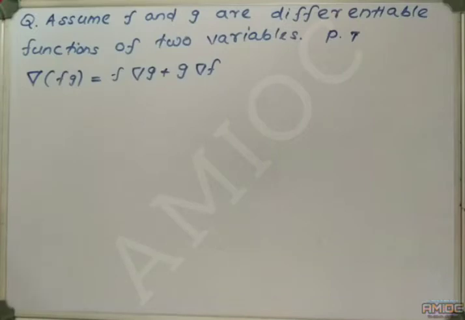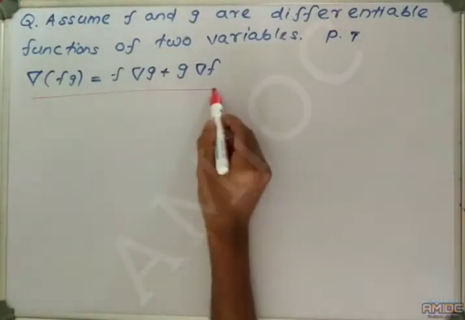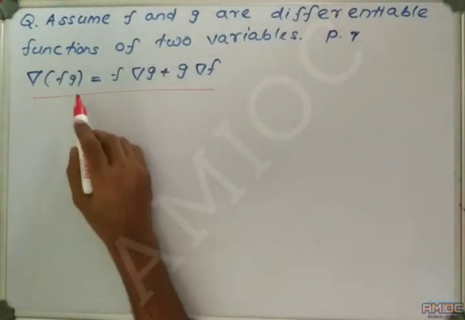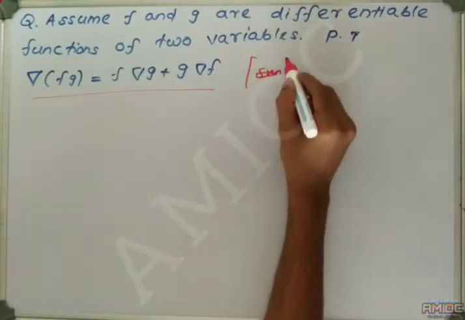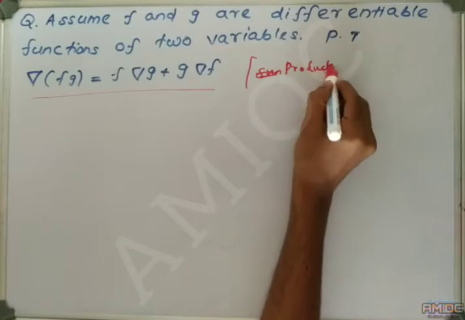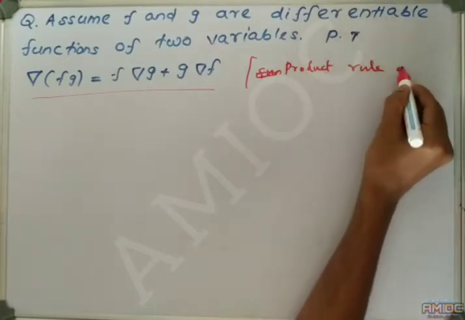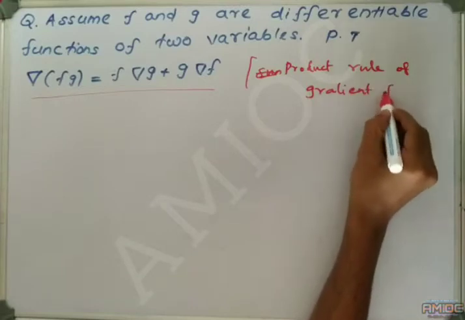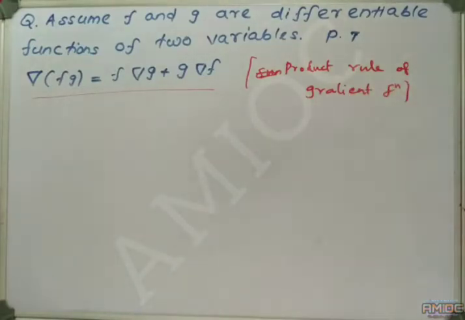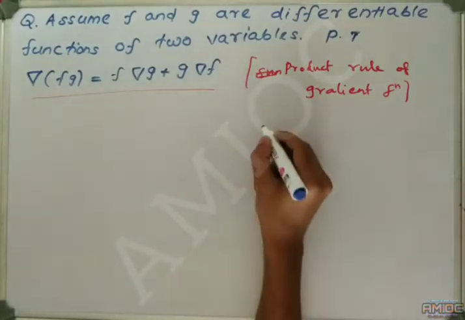Actually, this is a property of gradient vectors, and this rule is called the product rule of gradient function. Similarly, what is the quotient rule of gradient function?